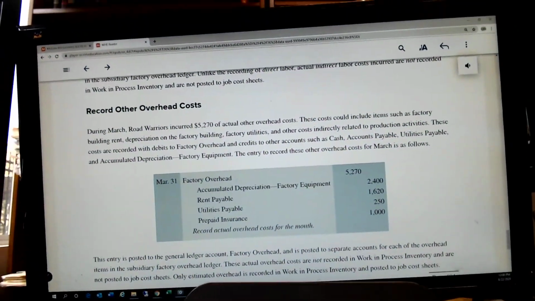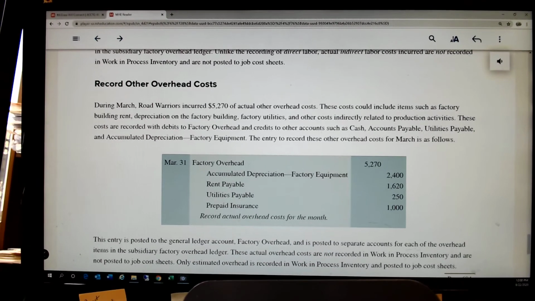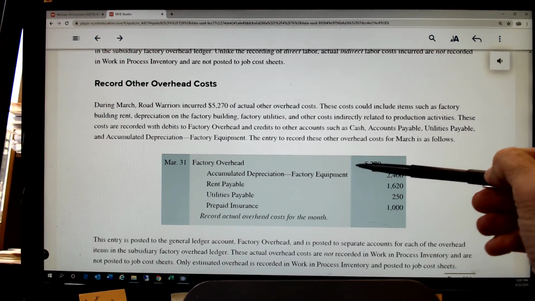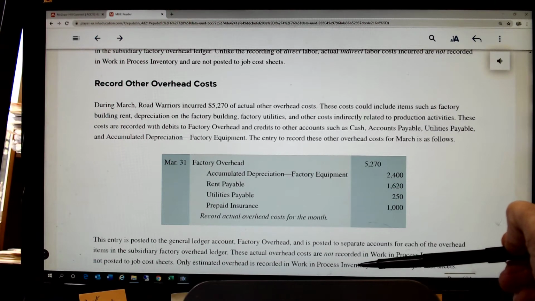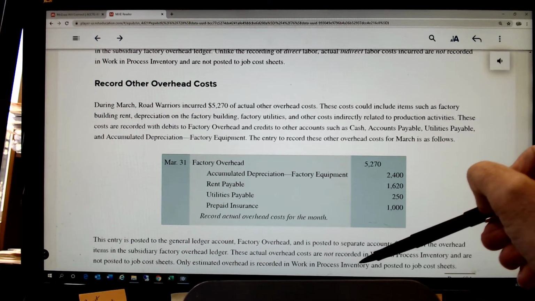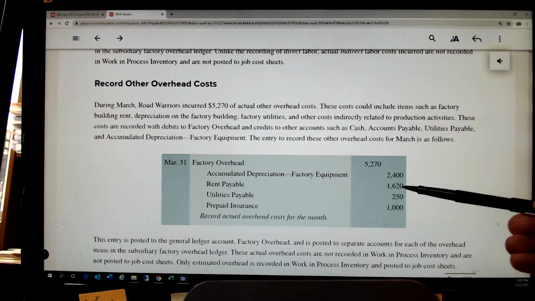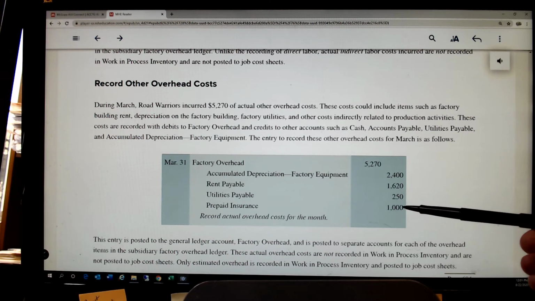That's why, in recording factory overhead, we're going to debit overhead for every single item. And the credit, a lot of it will be to cash because I bought stuff for the factory. A lot of it will be to accounts payable because I purchase a lot of things on account. But sometimes the depreciation will be a credit to accumulated depreciation. And here's rent payable, utilities payable, prepaid insurance, just showing the usage of factory insurance. So the credits could be all over the place, but every single indirect cost of the factory goes into factory overhead.